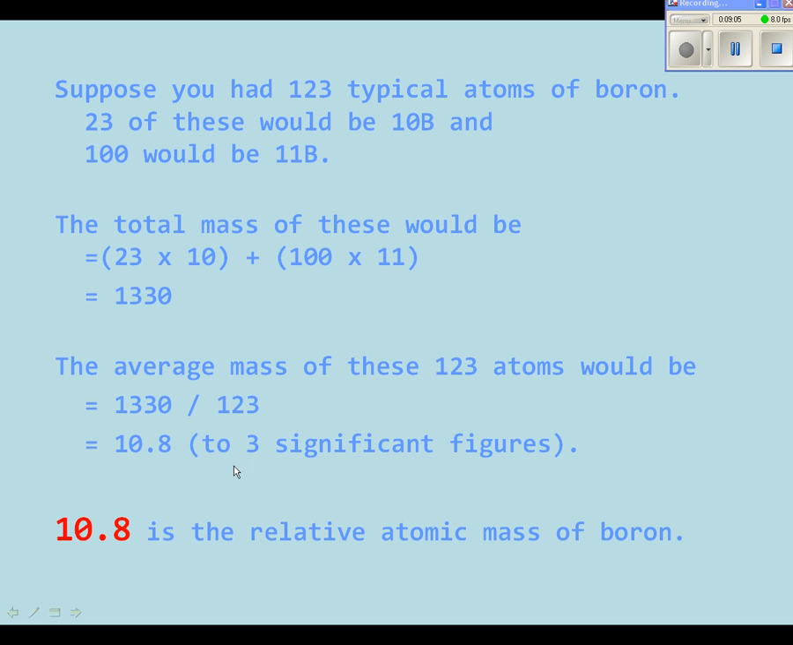But when we divide this by 123, because that was the number of particles, we get an average atomic mass of 10.8. And this is how the relative atomic mass of boron is determined, taking into consideration the relative abundance of each of the common isotopes for boron.